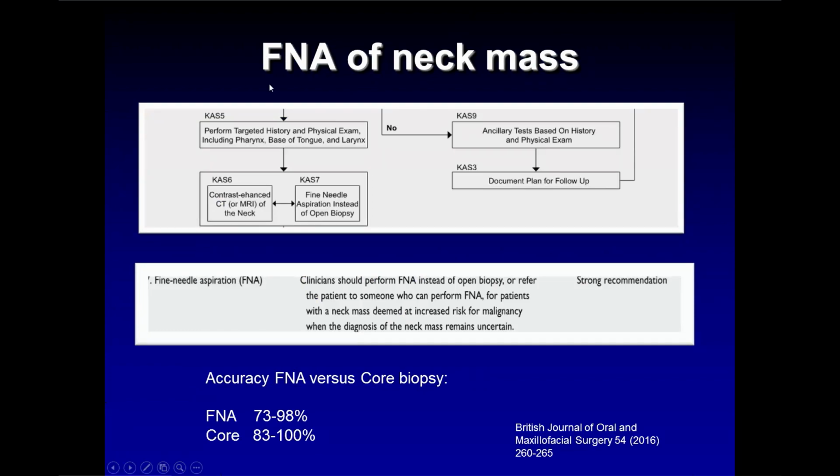How about the FNA? As we go further down in the algorithm, FNA is really key. The recommendation is fine needle aspiration instead of an open biopsy. And what is the accuracy of FNA? FNA tends to be fairly accurate, at 73 to 98%. Core needle biopsy is even more accurate, at 83 to 100%. And so I think the key after you've obtained imaging, or even when you see a patient in your office and you feel a palpable lymph node, is fine needle aspirate, in contrast to proceeding directly to an open biopsy.